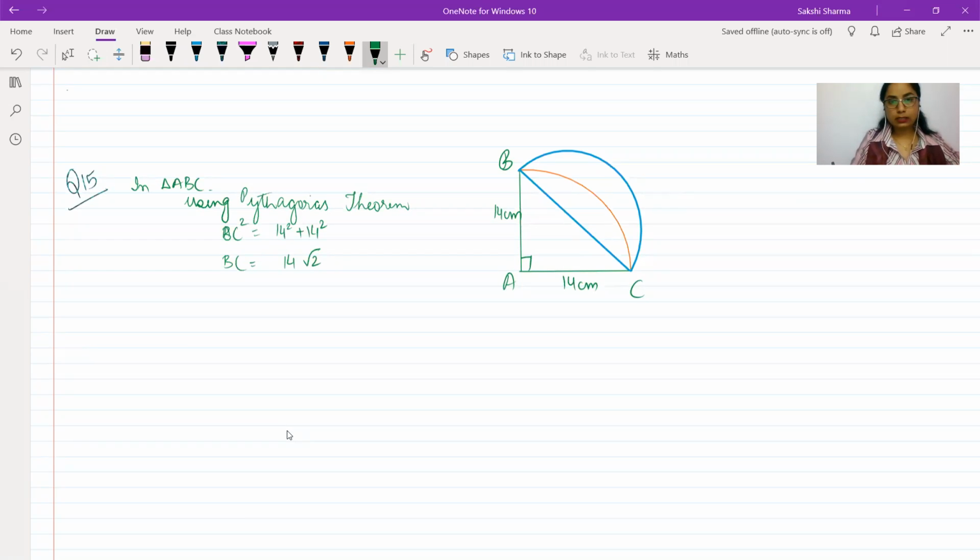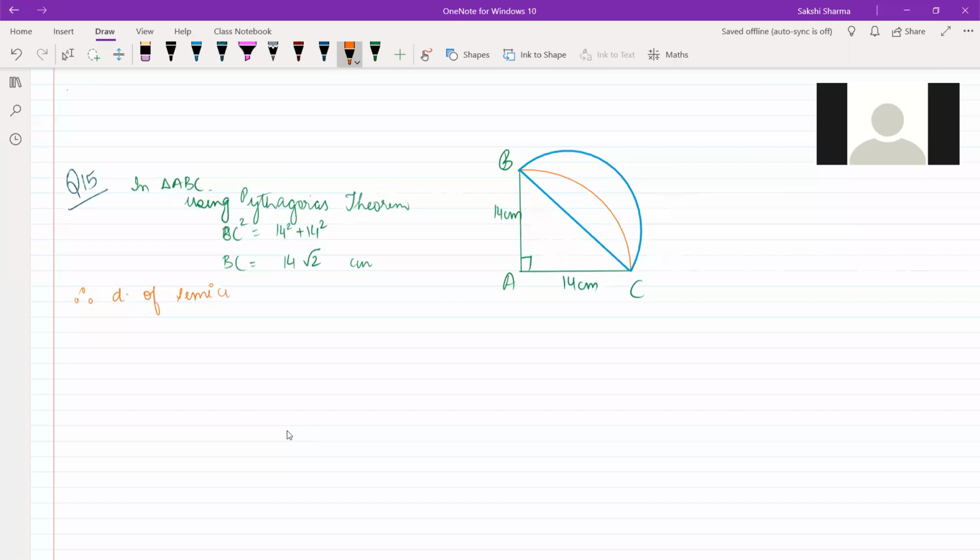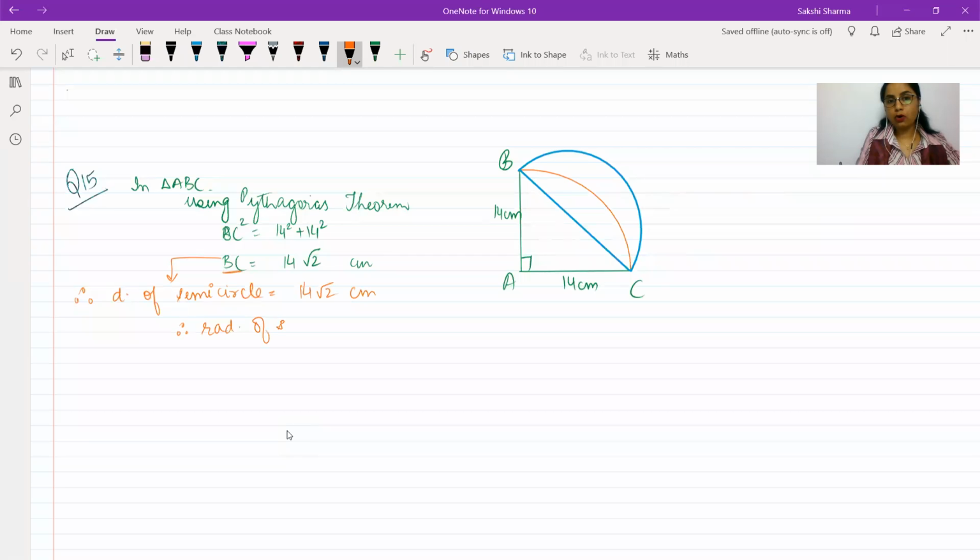Please check if that's the answer. 14√2. Yes, ma'am, that's it. BC is the diameter of the semicircle. From there, you can find the radius of the semicircle. I'm denoting the radius of the semicircle with capital R, just to distinguish. And then you can just solve your answer.